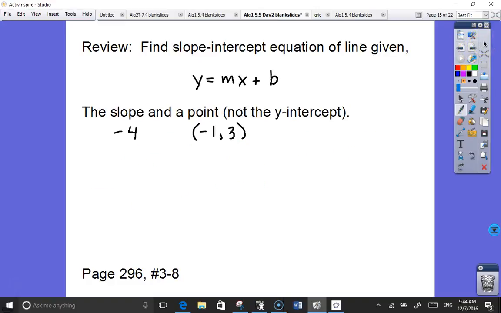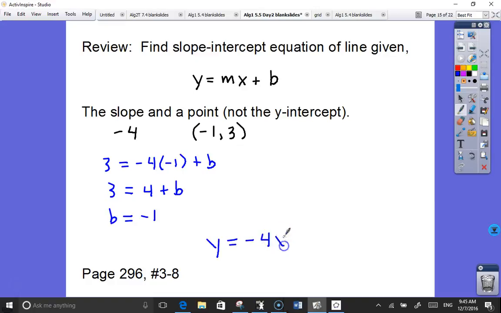Okay, now what if they give you a slope and a point which is not the y-intercept? Then how do you find the y-intercept? Right? Then you plug it into y equals mx plus b. 3 equals -4 times -1 plus b. 3 equals +4 plus b. So b equals -1. So the equation is y equals -4x minus 1. Right? We already knew the slope. That was given. And we figured out the b.